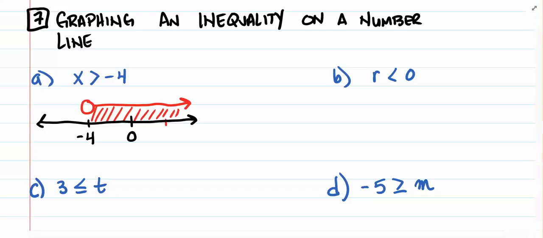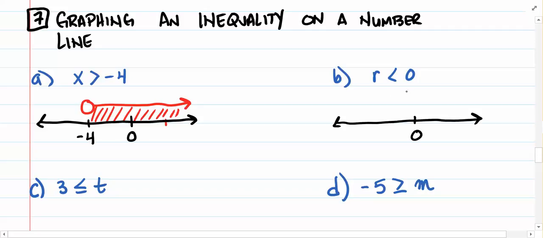Let's do example B together. r is less than 0. Again, draw your number line. Give me 0. And in this case, the point in question is 0. And it is strictly less than 0, so I do not include it. So I have an open dot and I shade to the left. So it would look like this.